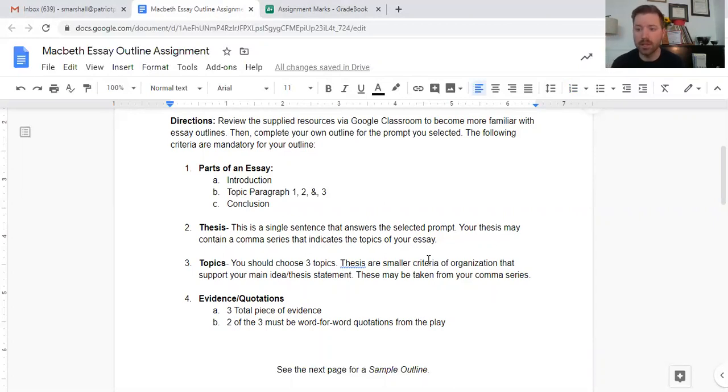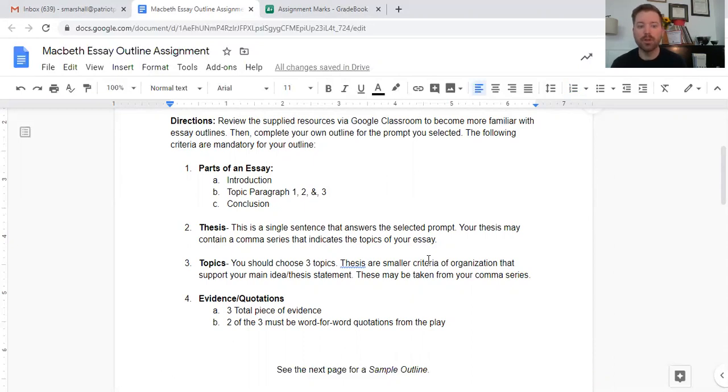This, of course, can change throughout the process. It probably should change if you're doing some research within the book or thinking more about the book. It's possible that you'll sculpt or change or throw away your thesis and put a new one. But for right now, do your best to try to answer that prompt as succinctly and clearly as you can.